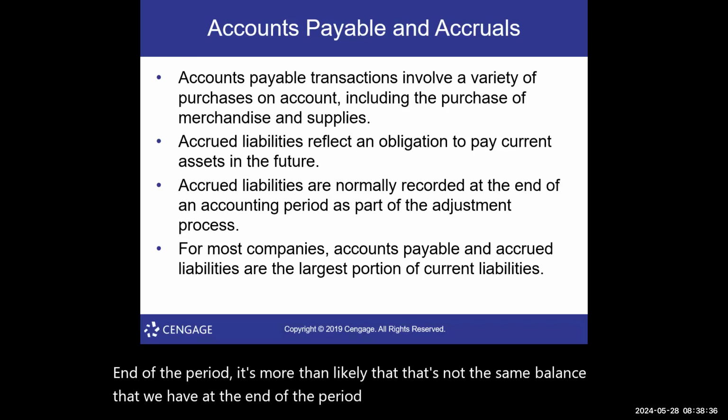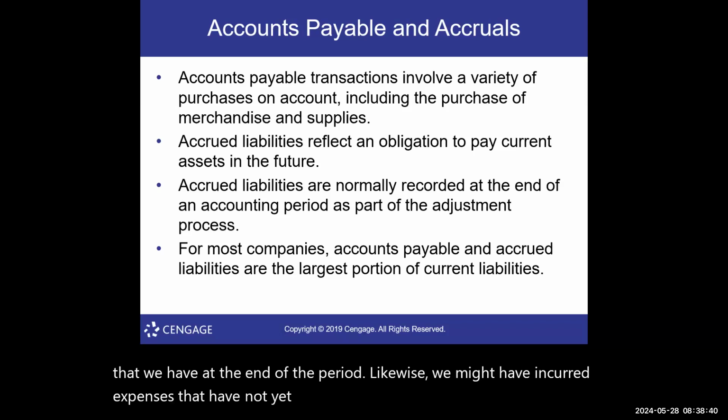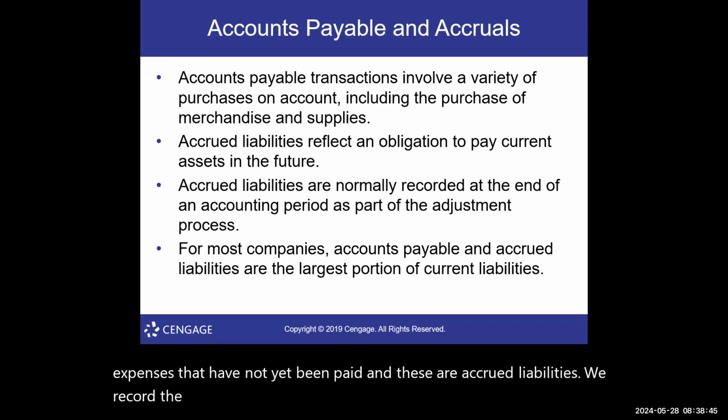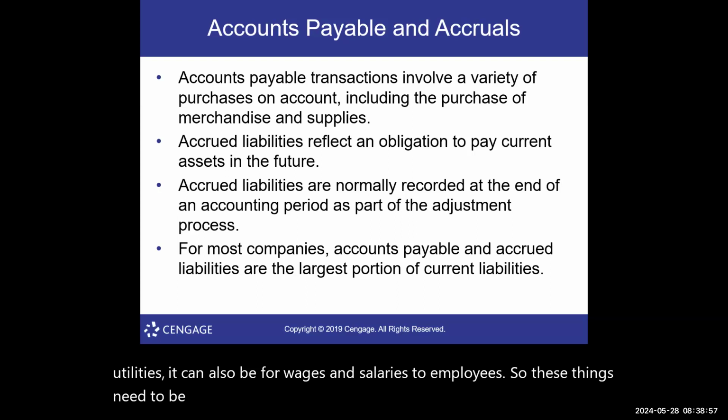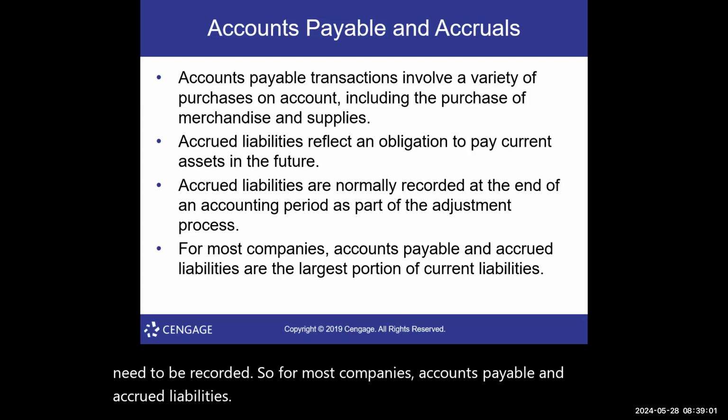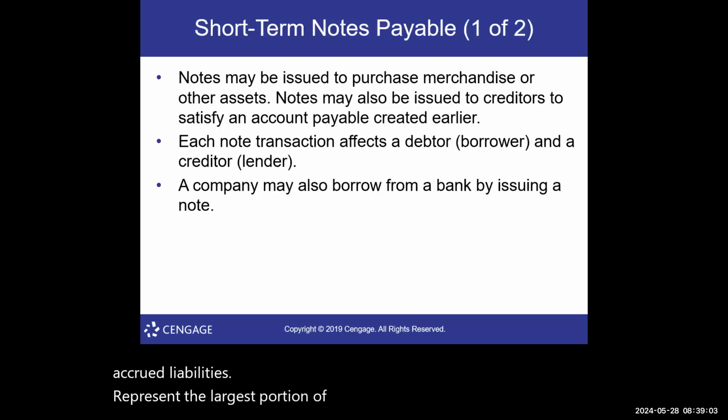Likewise, we might have incurred expenses that have not yet been paid, and these are accrued liabilities. We record the expense, and then we record the payable. This could be for utilities. It can also be for wages and salaries to employees. So these things need to be recorded. For most companies, accounts payable and accrued liabilities represent the largest portion of current liabilities.